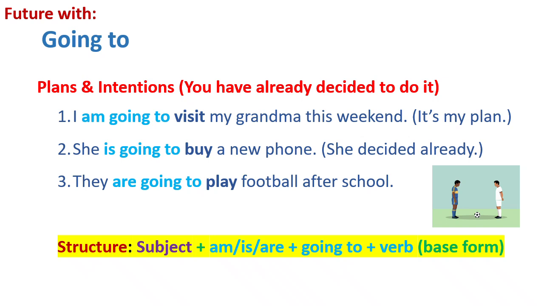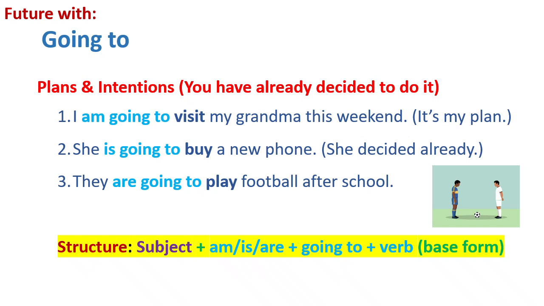Second example: after the subject she, how many verbs are there? Number one is, number two going to, number three buy. So three verbs are there. Same is the case with the third one. They are going to play. How many verbs are there? One is are, second is going to, and third is play. Play is the main verb. So three verbs are there. You have to remember that if three verbs are there in a sentence, then it is a going to structure. Otherwise there is a mistake. Now this is for plans and intentions you have already decided.